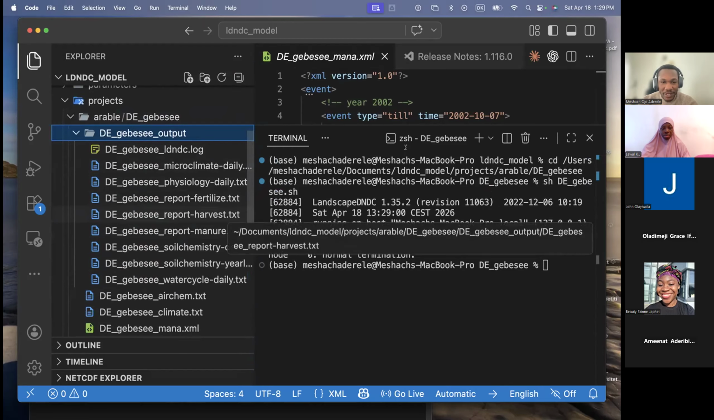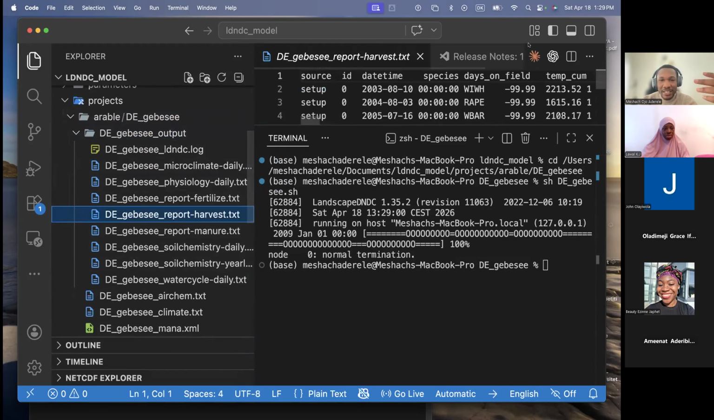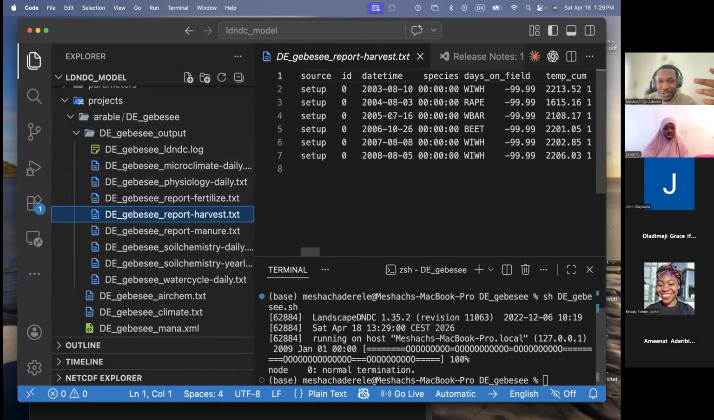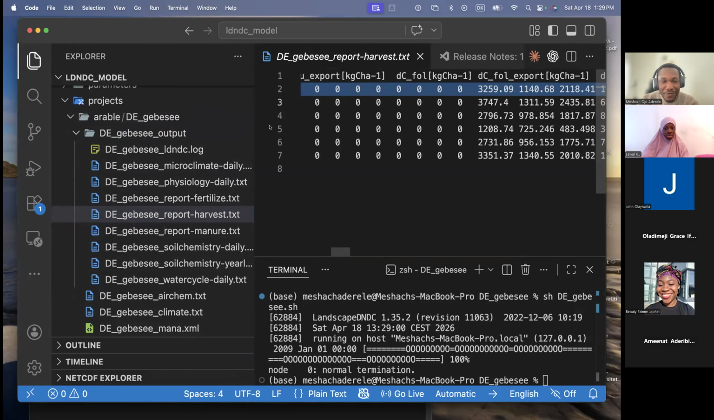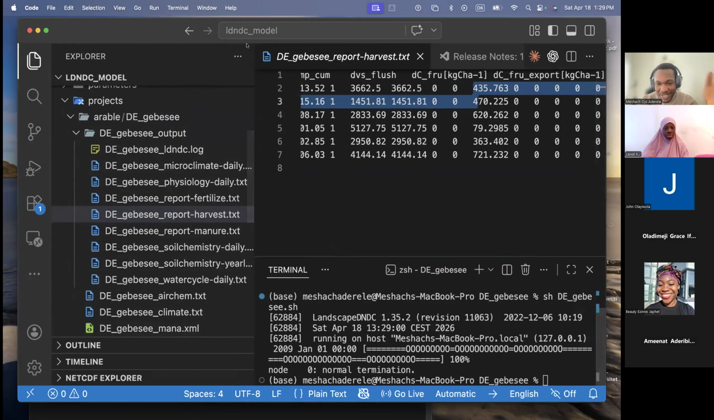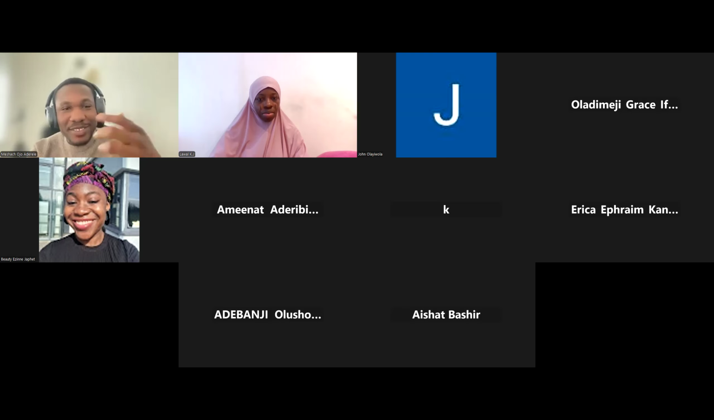So in the report harvest, you will see the crop yield and all other information that you need for your biomass estimation. You can see this is fruit export. So these are some values of the crop yield that you have in kilogram carbon per hectare. And if you have a lot of time, you can explore this further. But I just wanted to demonstrate, for example, how this model runs and the output that it gives.